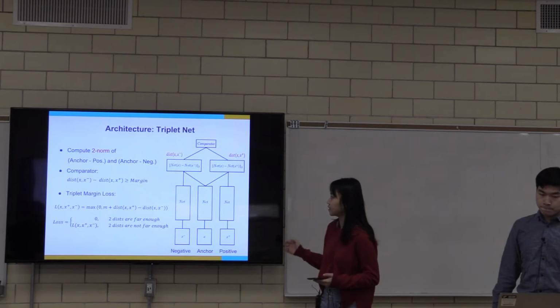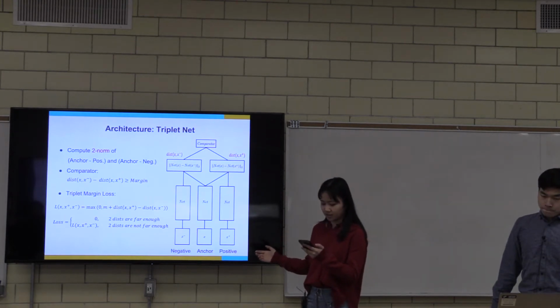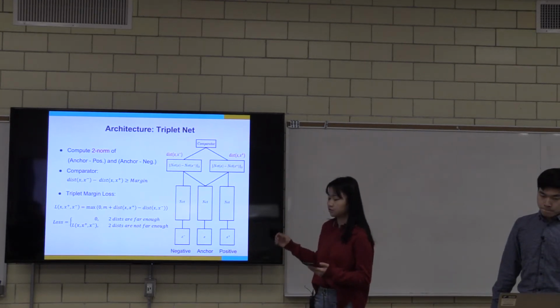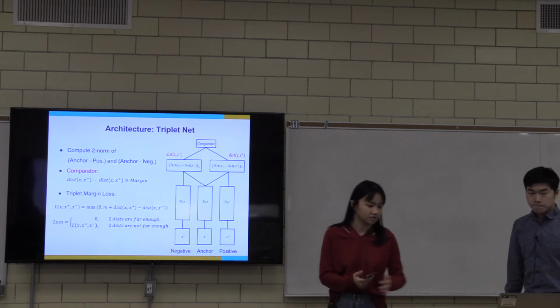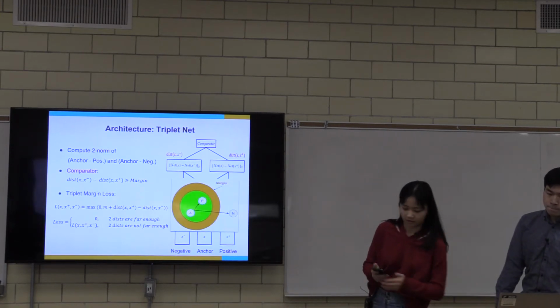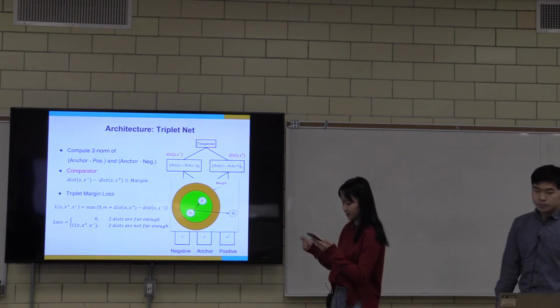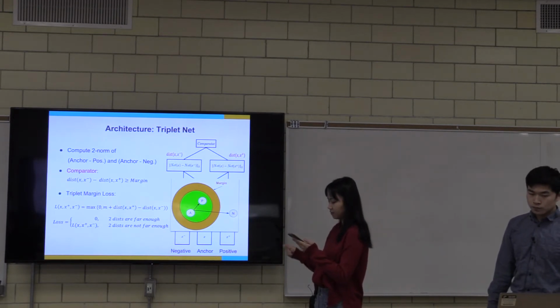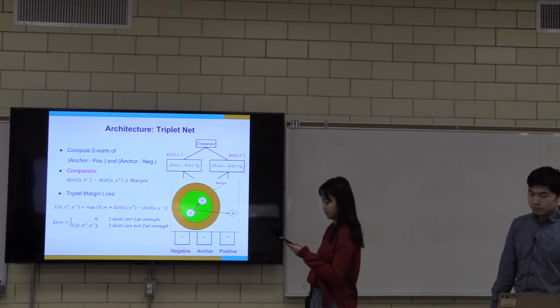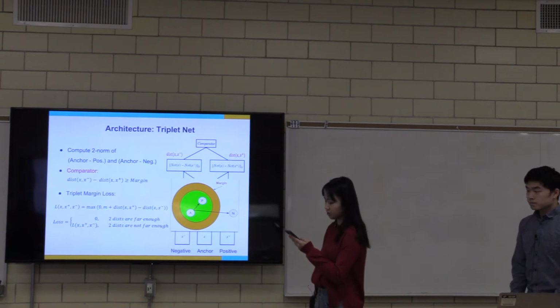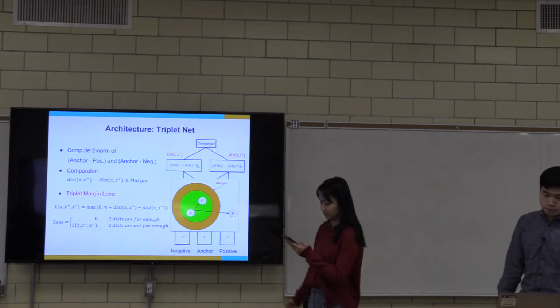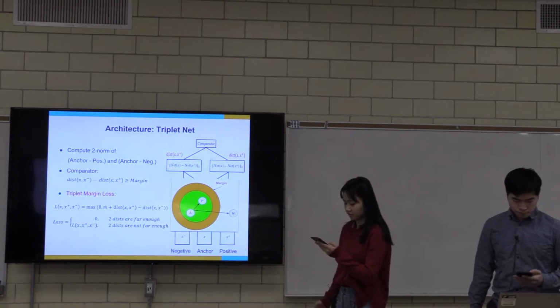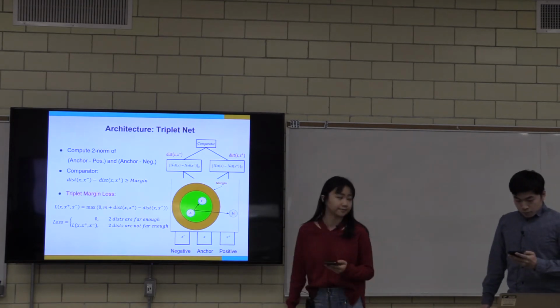We also define a margin in the network, and the network is learning to push negative vectors away from positive vectors by the value of the margin. The loss function is margin plus positive distance minus negative distance. By minimizing loss, we are pushing negative samples further away.